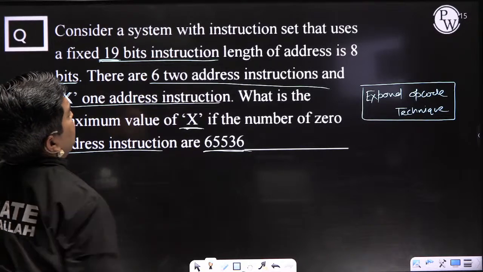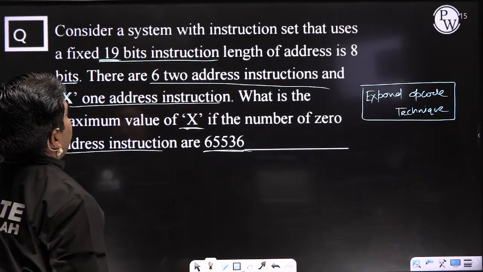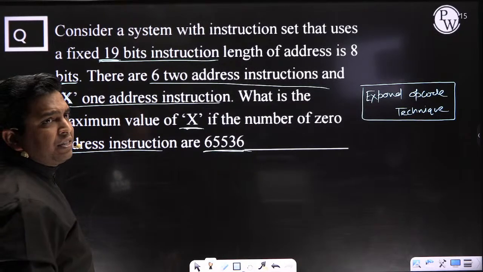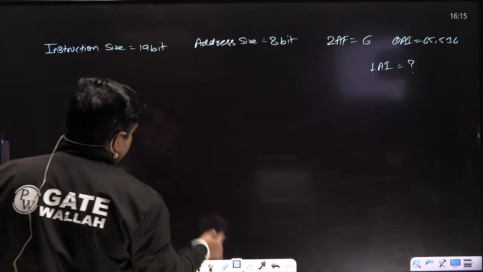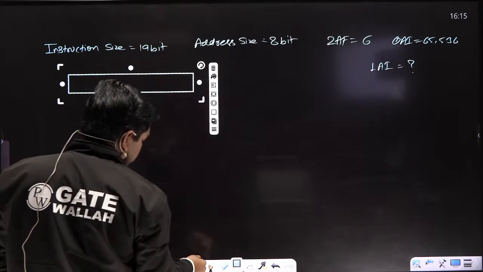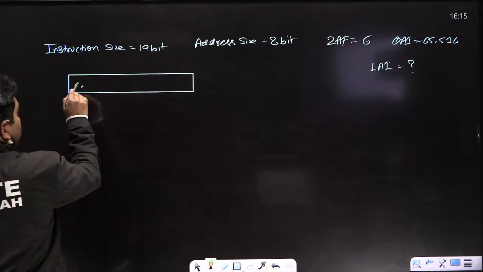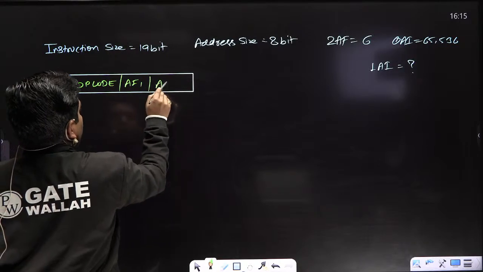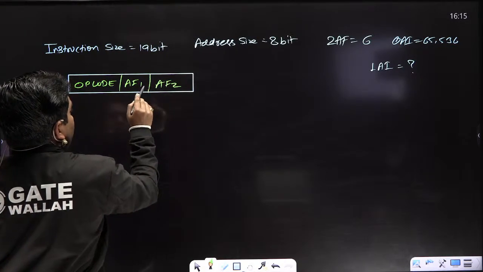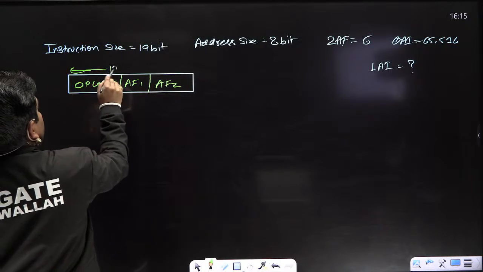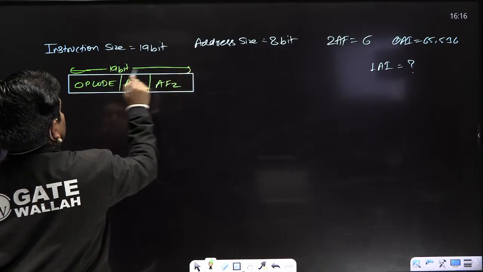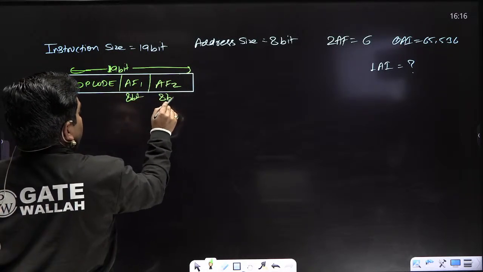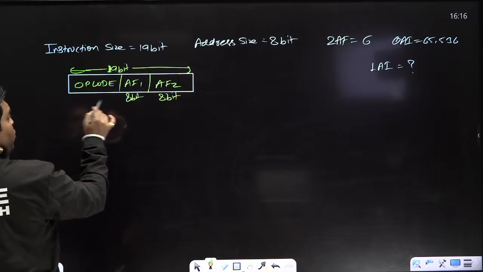Instruction size is fixed at 19 bits and the length of the address field is 8 bits. There are 6 two-address instructions and X one-address instructions. Now we will check, my dear. Opcode, address field 1 and address field 2. What is the instruction size? 19 bits. And address is 8 bits. So what is the length of the opcode? 3 bits.